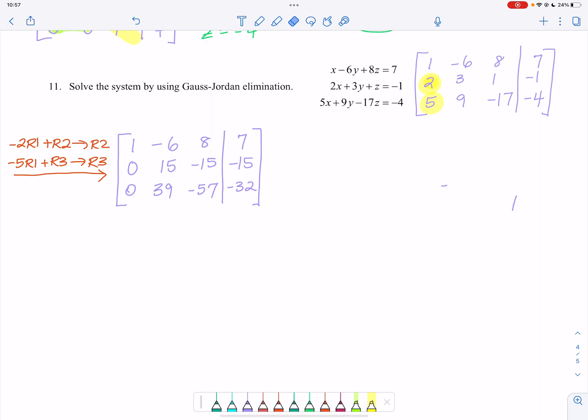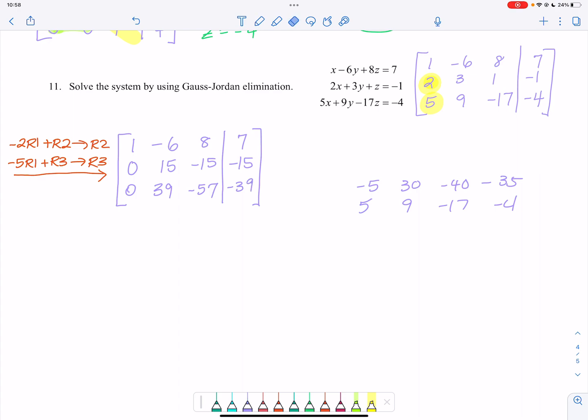Okay, so whoops, negative 39. I think this should have been a negative 35, yes. So then this is a negative 39.